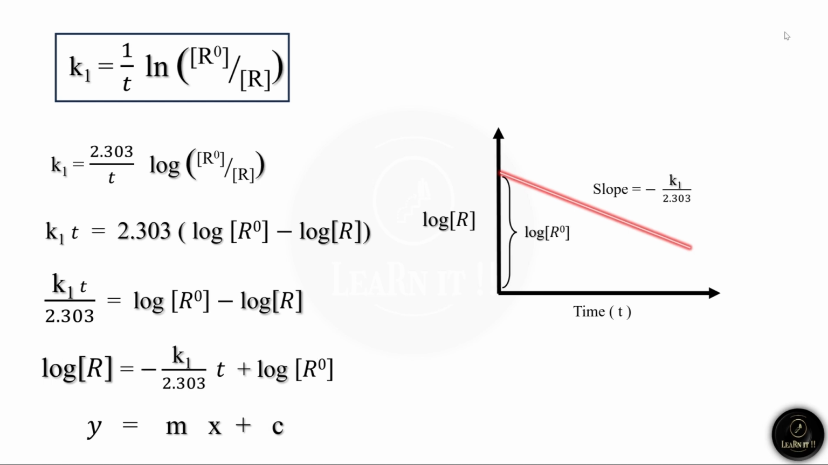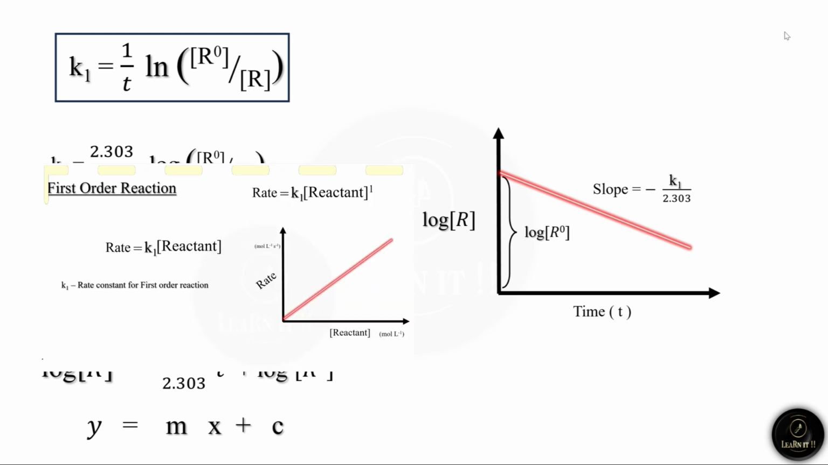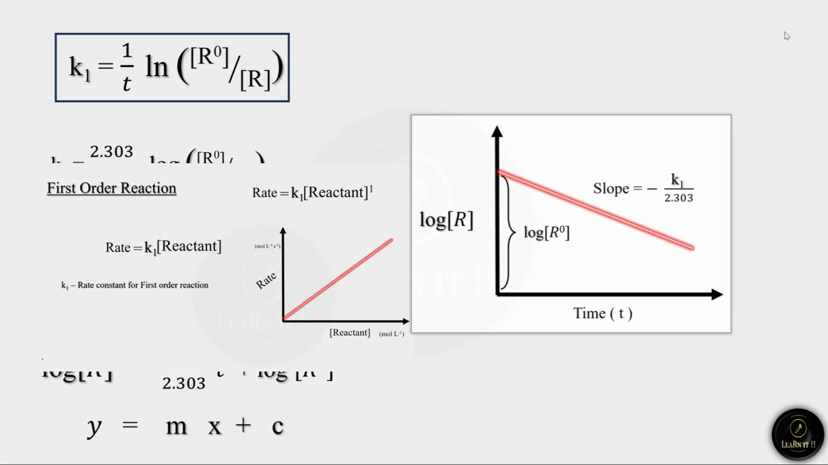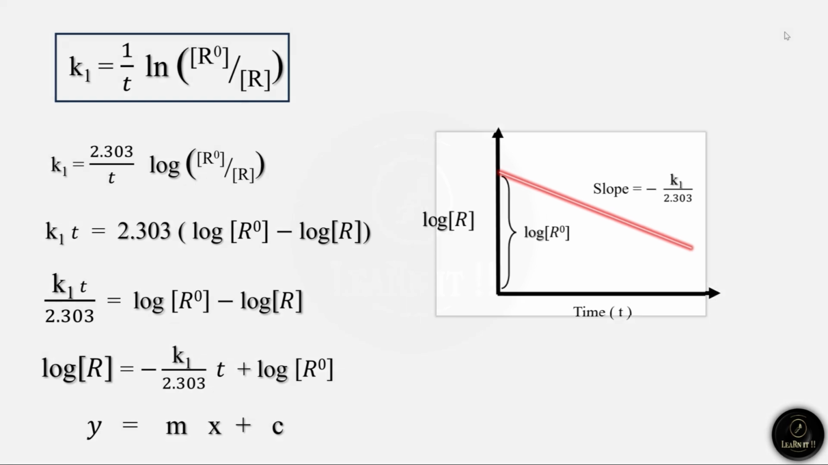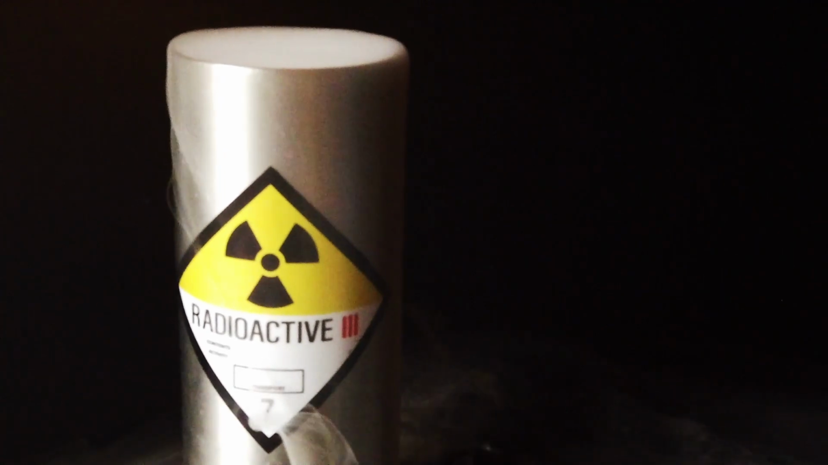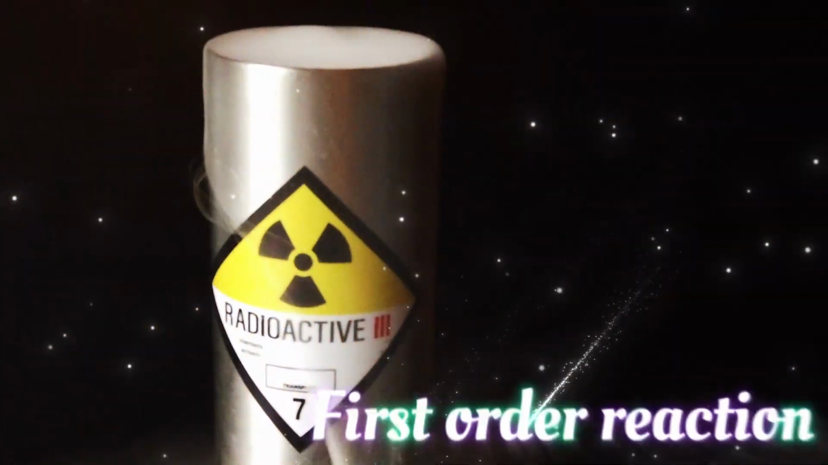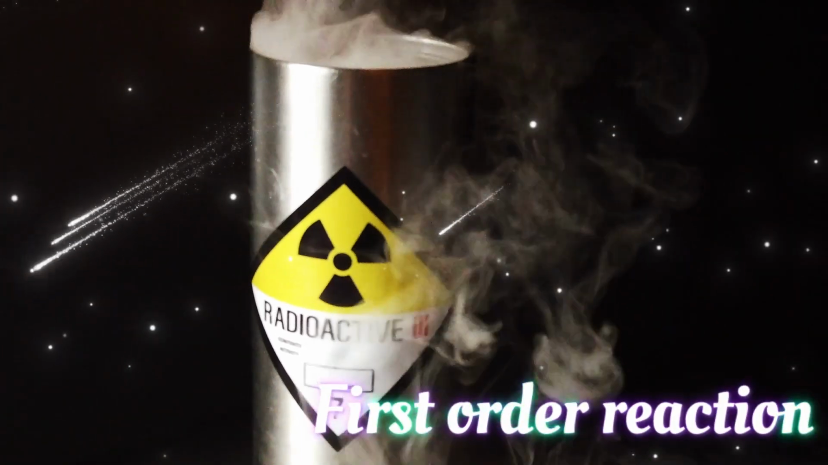Students should remember that before, when we discussed the first order reaction, the graph was rate versus concentration of the reactant, which was a straight line passing through the origin. But here it is the log of the concentration of reactant versus time, which is a straight line having a negative slope whose value is minus K by 2.303, with a y-intercept of log[R]naught. One example of a first order reaction is the radioactive decay of a substance.